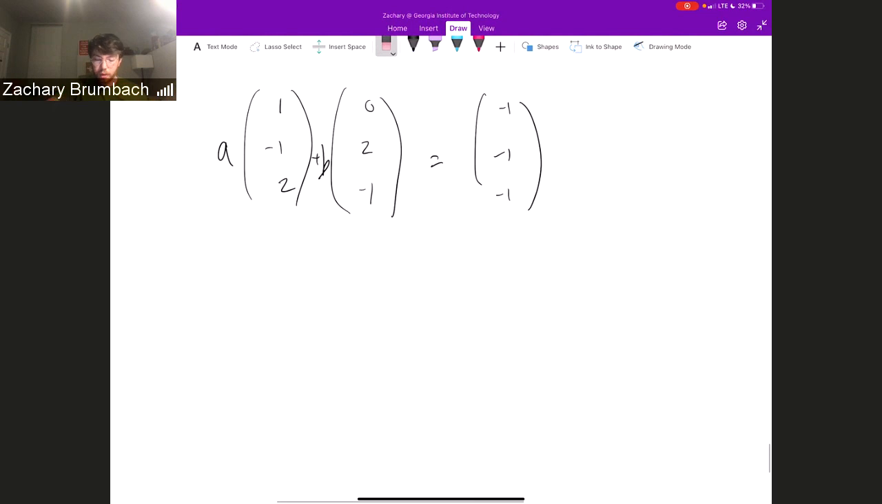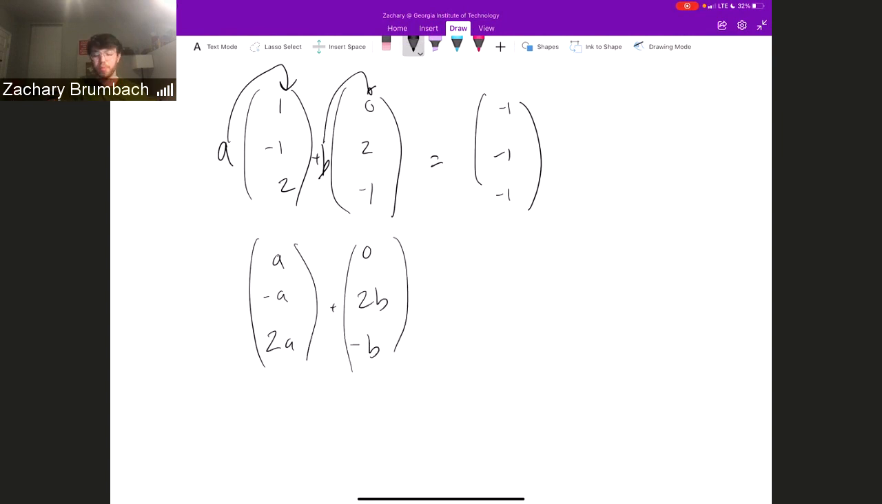Just to write this out, let's do some vector multiplication. We distribute this in, and this in. So we get a, -a, and 2a, plus 0, 2b, -b, equals -1, -1, -1. Cool. From here, we can get some equations. a = -1. -a + 2b = -1. 2a - b = -1.